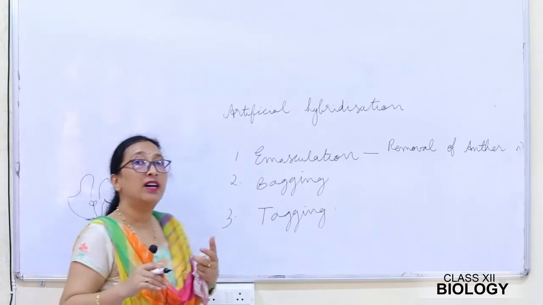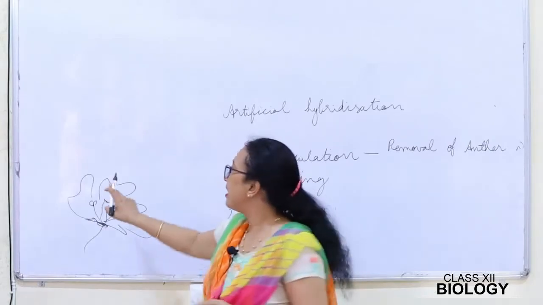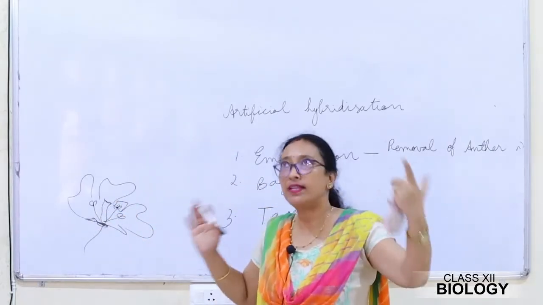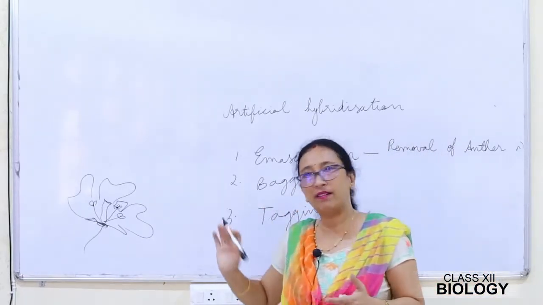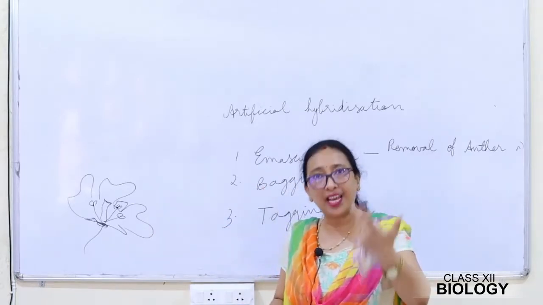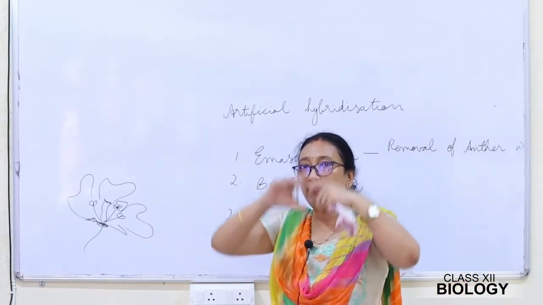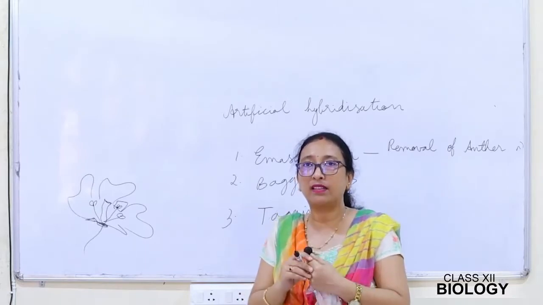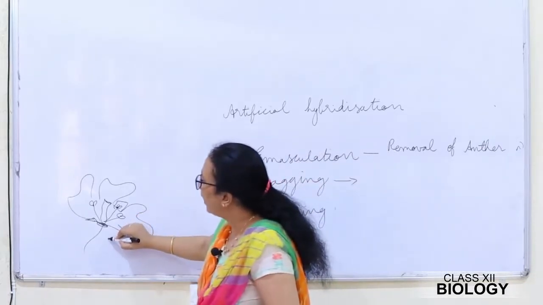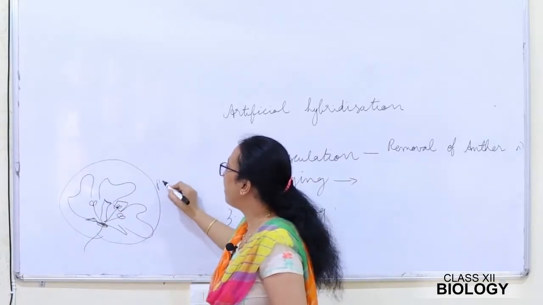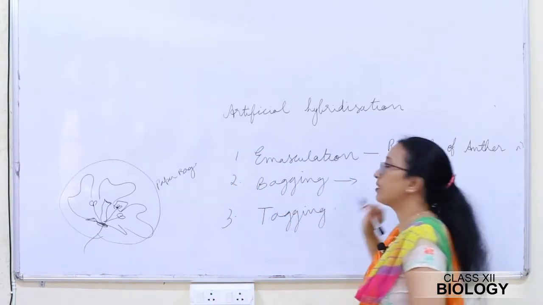After the removal of the anther, the flower is still exposed to the air. So removal of anther is known as emasculation. In a monoecious plant, we have removed the anther, but still the stigma is exposed. So what is being done? Bagging is being done. What is bagging? We cover the flower with a polythene bag or a translucent paper bag. That is known as bagging.